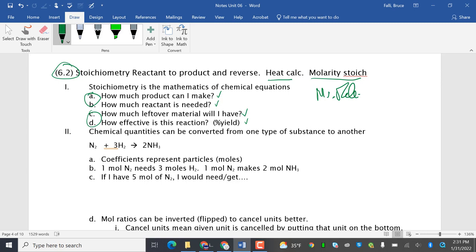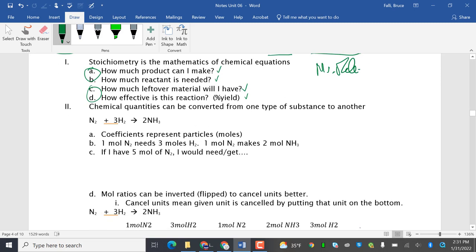Chemical quantities can be converted from one type of substance to another. Okay, so I can convert N2 into H2. It's like, if I'm making sandwiches and I use 3 pieces of salami for every 2 pieces of bread, if I use 6 salamis, I'm going to have 4 slices of bread. It's just ratios. But when it gets more confusing and meaner, we'll have a mathematical way to show it.